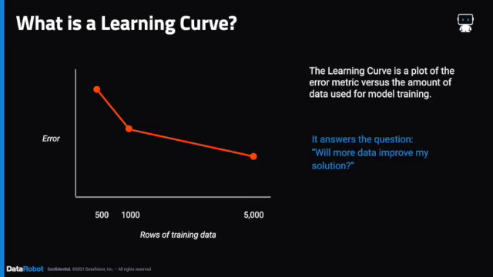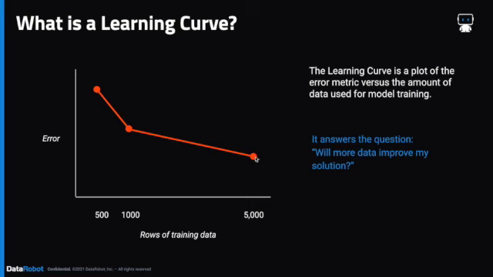First, let's define a learning curve, also known as a training curve to some data scientists. The learning curve is a plot of the error metric on the vertical axis versus the amount of data used for training on the horizontal axis. The plot is useful to show the relationship between more data and model improvement.